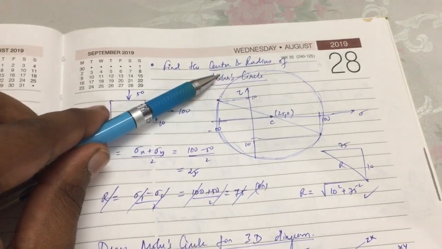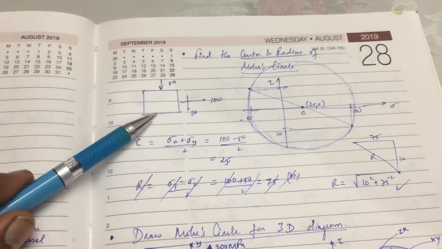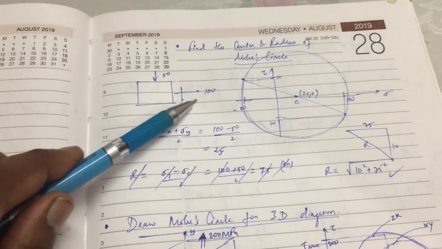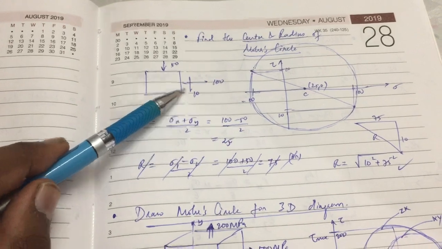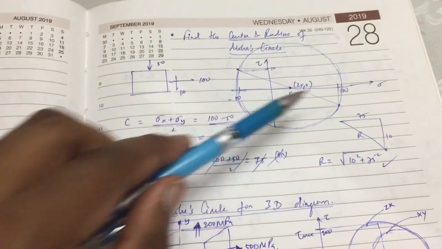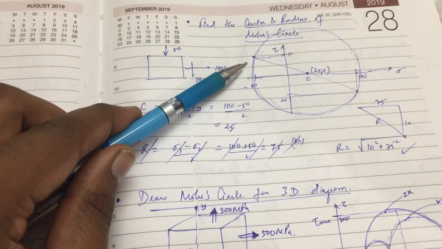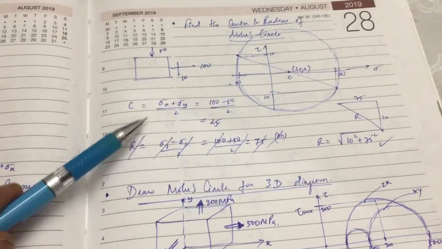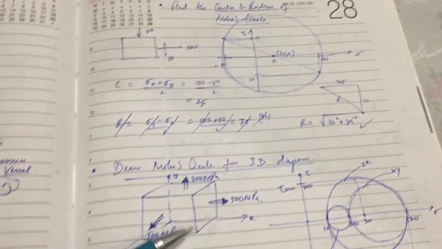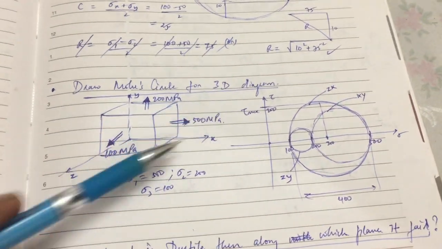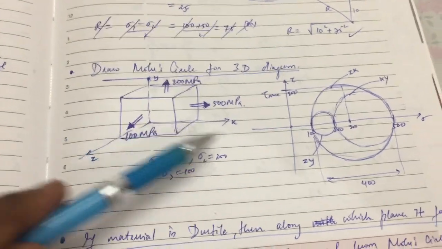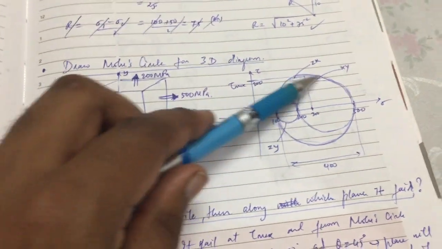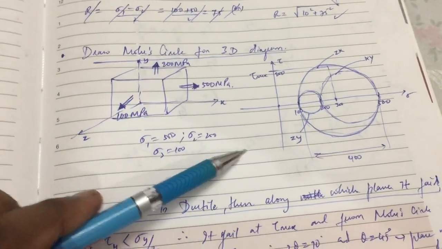Find the center and radius of the Mohr circle. If you have such a condition given, we can easily plot the Mohr circle. Here sigma x is this, sigma y is this, and the shear stress is this. So we can easily plot 100 and minus 50 and the shear stress, and then easily draw this circle. And from the equation we can find the center as well as the radius of the circle. Okay. So next, draw the Mohr circle for the 3D diagram. If we have a 3D diagram and the stresses are given, we can easily plot the principal stresses. We can take the maximum principal stresses and plot the points, and then just make circles for each plane. You can easily plot that.